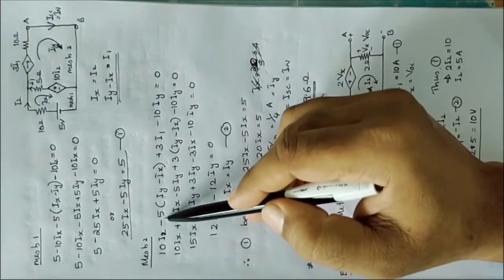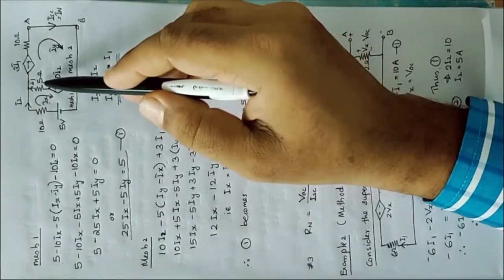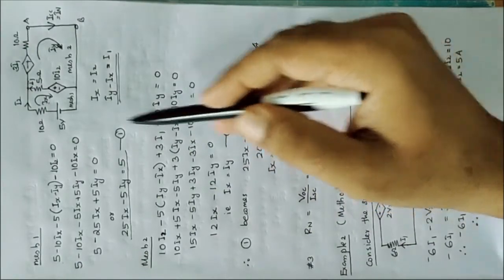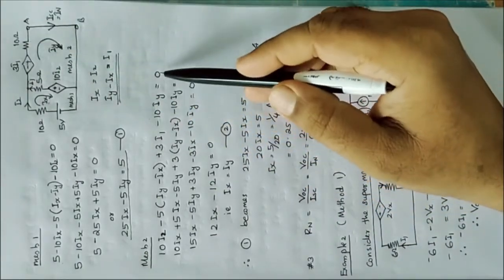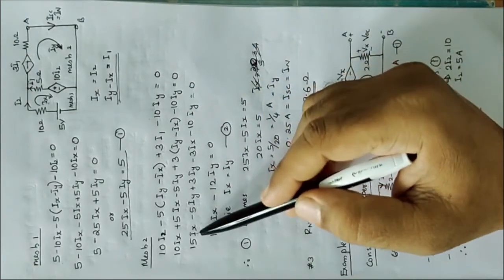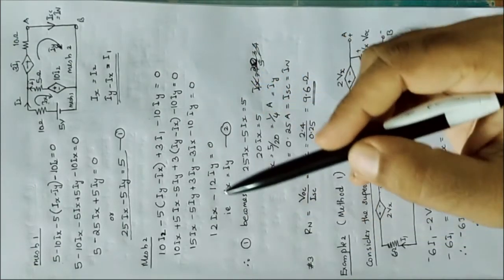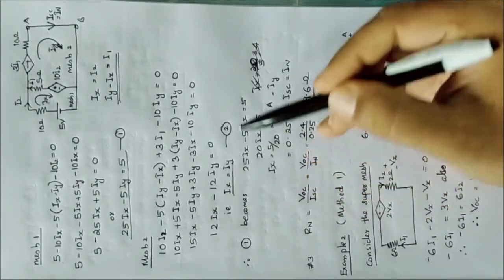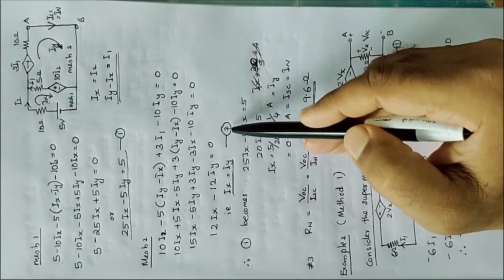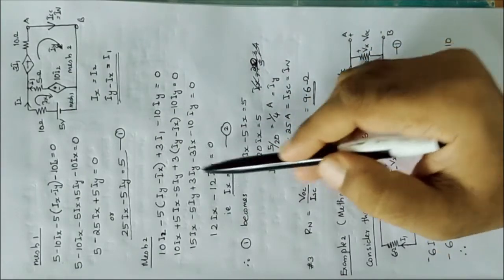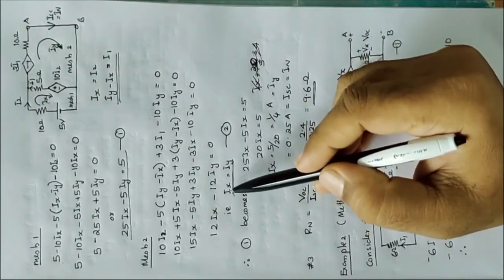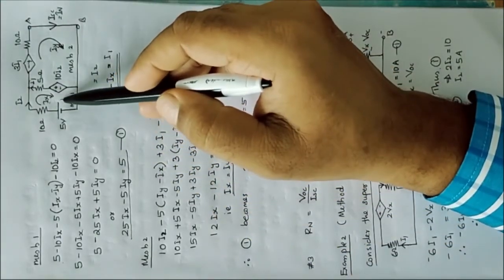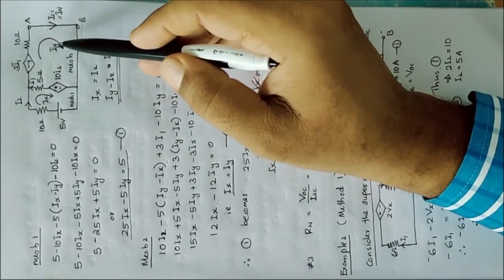10 i2 minus 5 iy minus ix plus 3 i1 minus 10 iy is equal to 0. So simplifying these expressions, we can obtain ix is equal to iy. Let it be equation number 2. So from this mesh 2, we have the relation ix is equal to iy, that is, the current flowing through mesh 1 is equal to the current flowing through mesh 2.